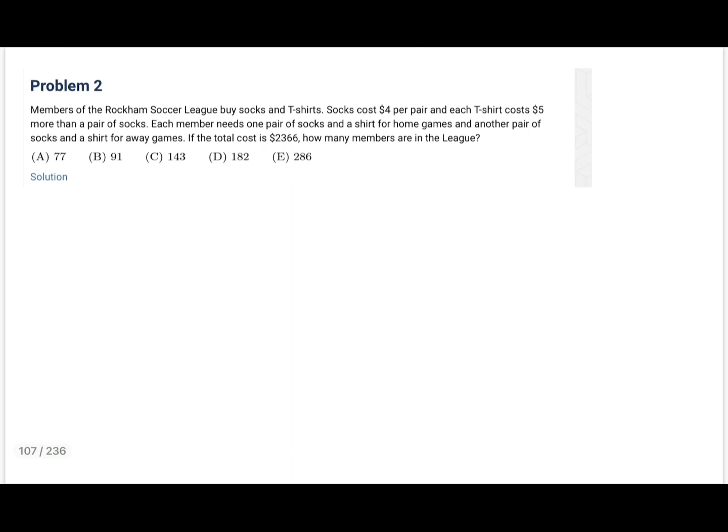Problem number 2. Members of the Rockham Soccer League buy socks and t-shirts. Socks cost $4 per pair and each t-shirt costs $5 more than a pair of socks. Each member needs one pair of socks and a shirt for home games and another pair of socks and a shirt for away games. If the total cost is $2,366, how many members are in the league?